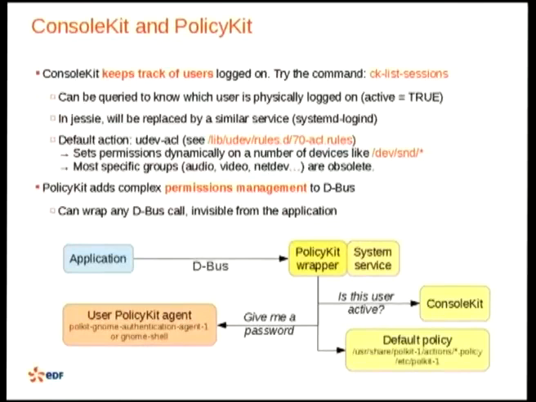PolicyKit, this one is not really a daemon. It's a mechanism. Well, there is a daemon, but it's more of a mechanism to add permissions to D-Bus. It allows for much more flexible permissions. So it will wrap D-Bus calls, so it is not visible from the application itself. The application uses D-Bus, and instead of the system service, talks to the PolicyKit wrapper. And this wrapper will, as the name says, apply a policy.